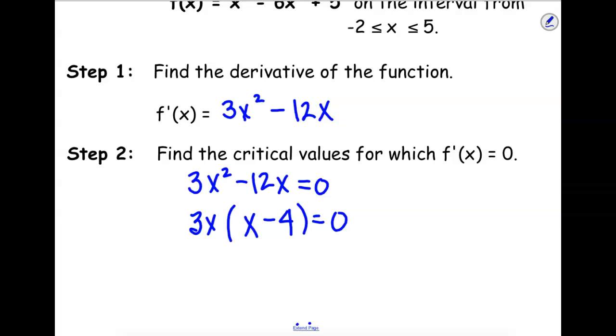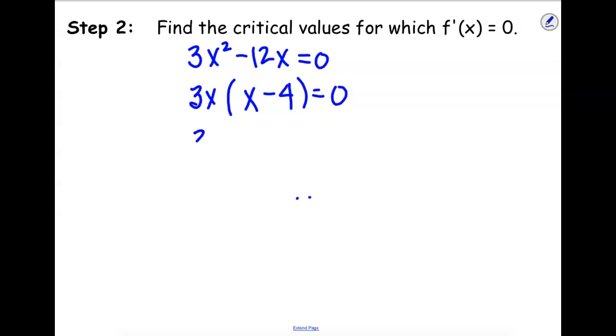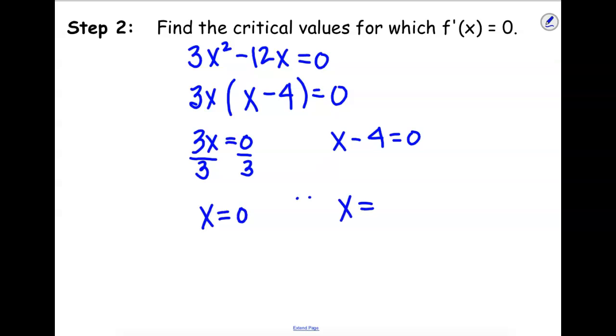Now we're going to use our zero product property. We're going to set the factors equal to 0 and solve for x. So the first one, we're going to divide both sides by 3, and we get x equals 0. Second one, we're going to add 4 to both sides, and we get x equals 4. So these are considered our critical values.